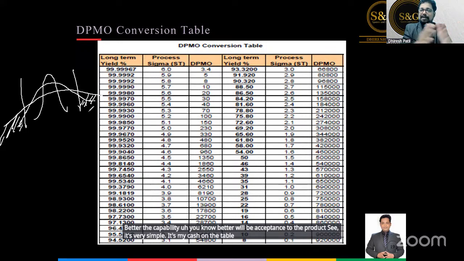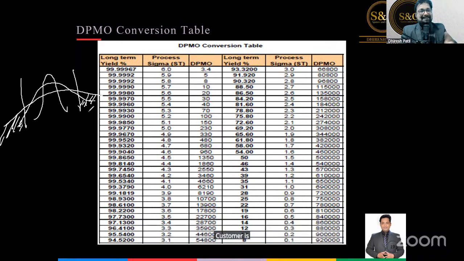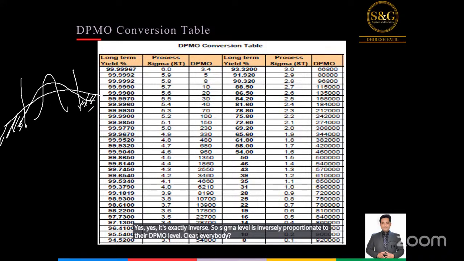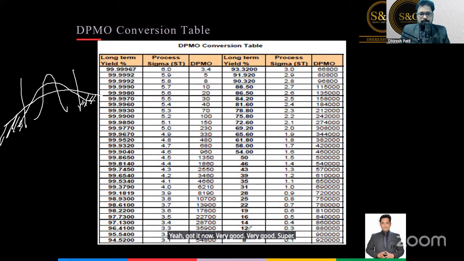It's my cash on the table. My number of rejections are high, I'm losing my cash. Customer is rejecting my product, customer is not paying for it. Yes, it's exactly inverse. So sigma level is inversely proportionate to the DPMO level. Clear, everybody? Got it now? Very good. Super. Any other question? Please let me know.